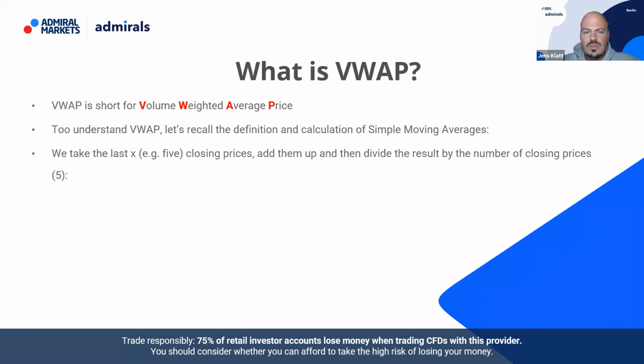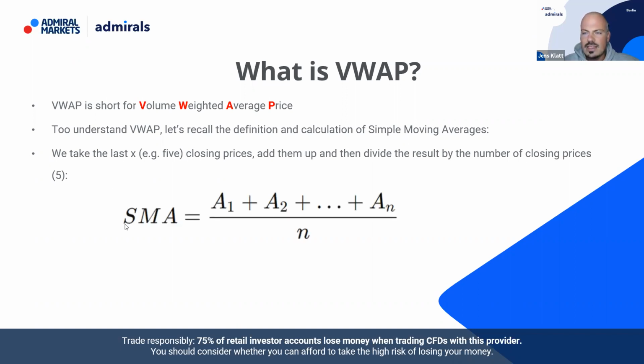So what we want to do is, for example, take 5 closing prices, add them up, and then divide them by the number of closing prices, in this case 5. The mathematical formula behind this looks like this. SMA is the simple moving average, and then you have the closing prices, A1, A2, and so on and so forth. You sum them up, and then you divide by N.